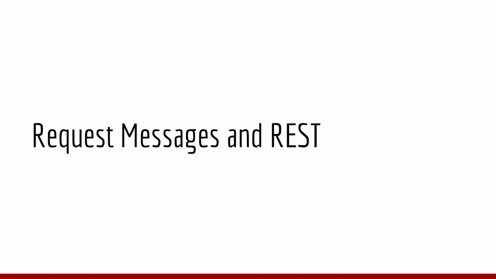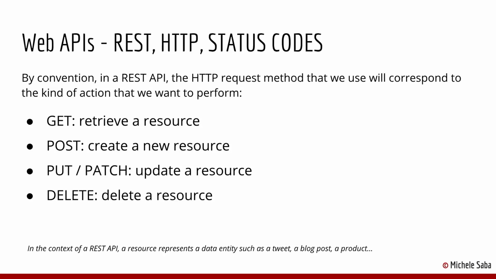So, as we've said, different types of actions to be performed. Let's talk about request messages and REST. Let's find out how it really works. By convention, in a REST API, the HTTP request method that we use will correspond to the kind of action that we want to perform. We will use the GET method to retrieve a resource, the POST method to create a new one, PUT or PATCH to update a resource, and DELETE, of course, to delete a resource, where, in the context of a REST API, a resource represents a data entity, such as, as we've said, a tweet, a blog post, a product, and so on.